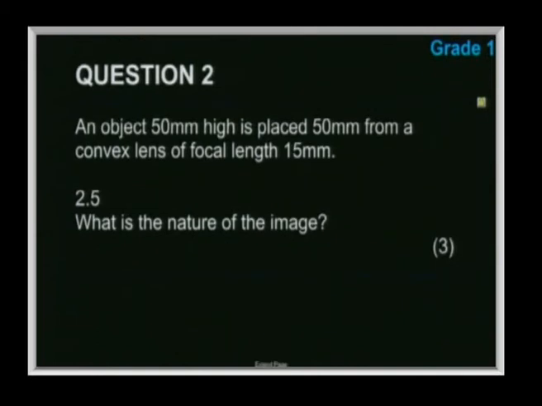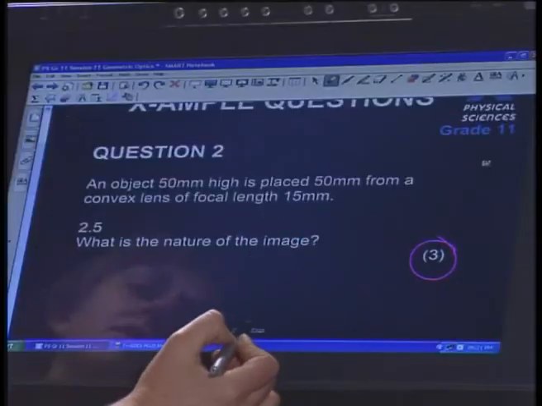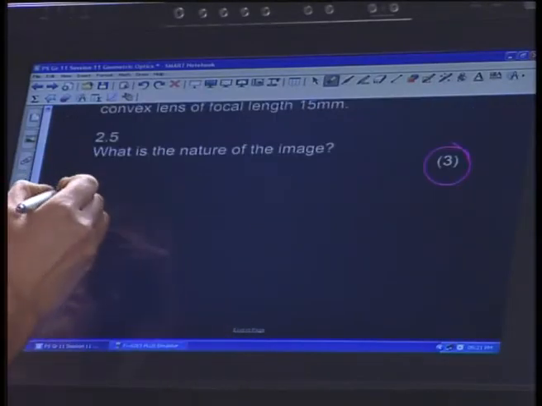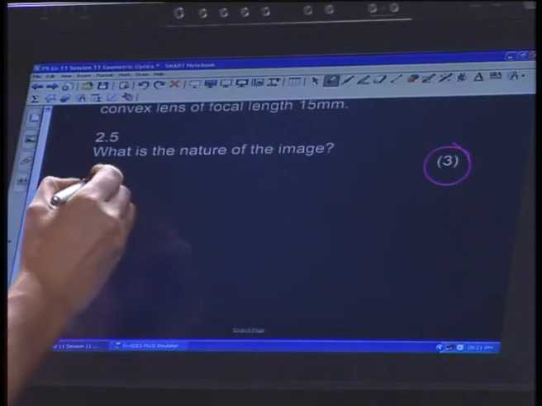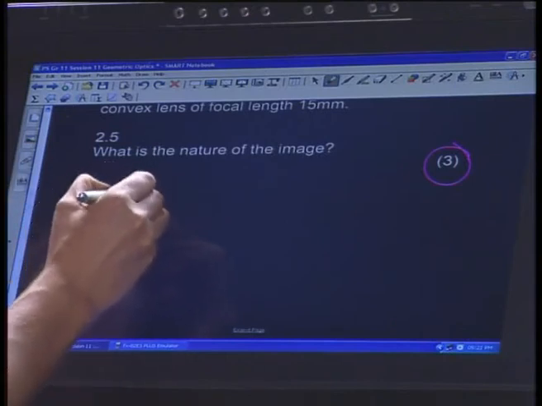Question 2.5. They want to know what is the nature of the image. Now, the nature of the image refers to the characteristics of it. And we can go and list 3 of them, because we can also see that the mark allocation over here is 3. So the first thing that we notice is that our image was reduced.